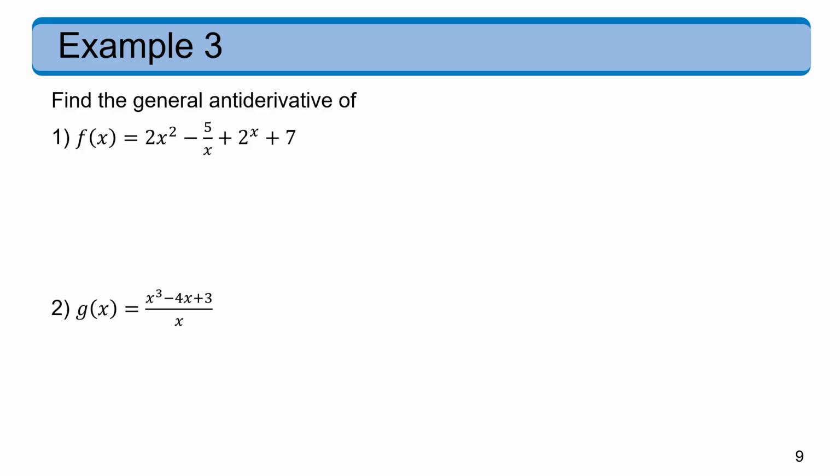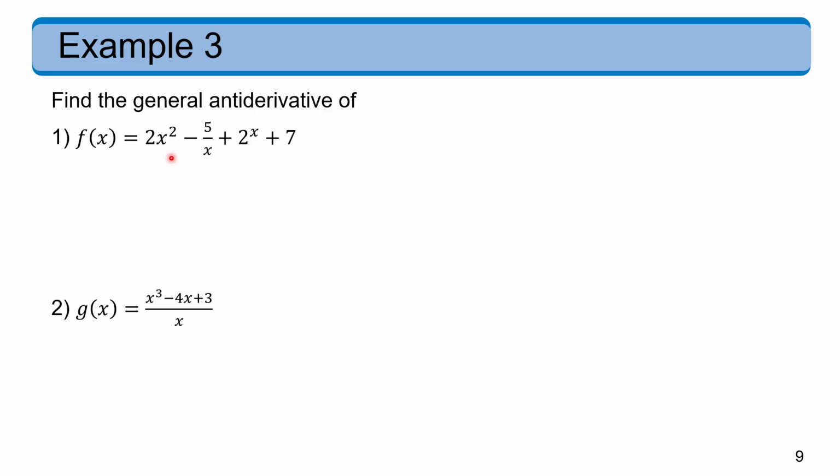So the first function, we've got a sum or difference of 4 terms. One of the rules we just learned is that when you're taking an antiderivative and you have a sum or difference, you can just take the antiderivative of each term individually and just keep adding. So we'll just go one at a time. Let's start with the first one.